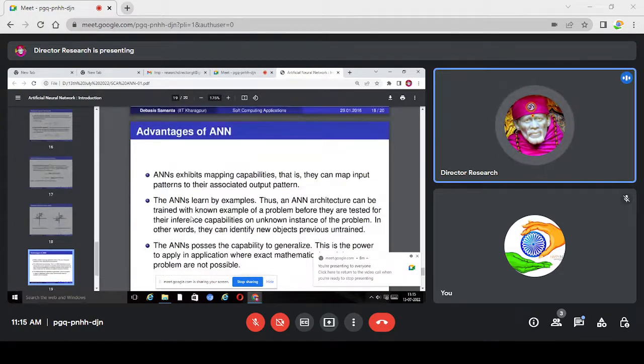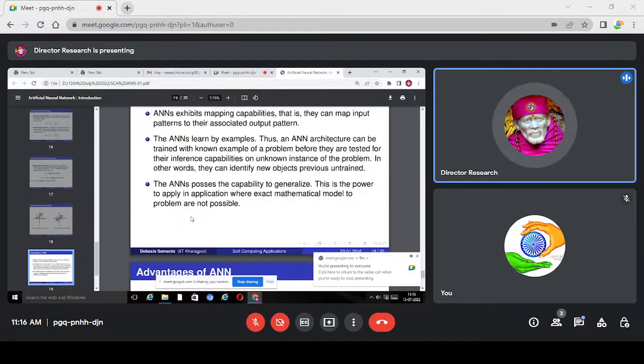Advantages of artificial neural networks. Artificial neural networks exhibit mapping capabilities, that is, they can map input parameters to the associated output pattern. The next point is that artificial neural networks learn by examples. Thus, the architecture can be trained with known examples of a problem before being tested for inference capabilities on unknown instances of the problem. In other words, they can identify new objects previously untrained.